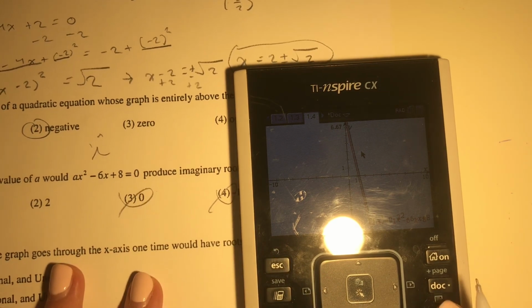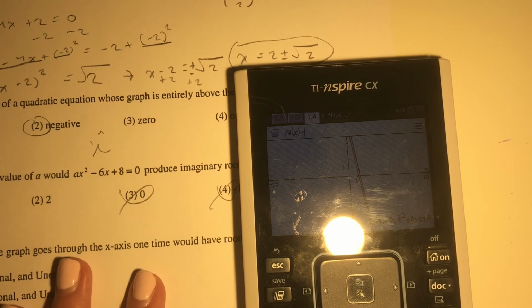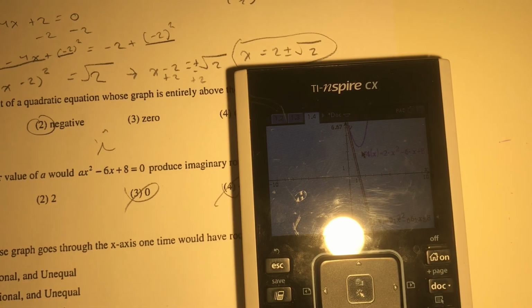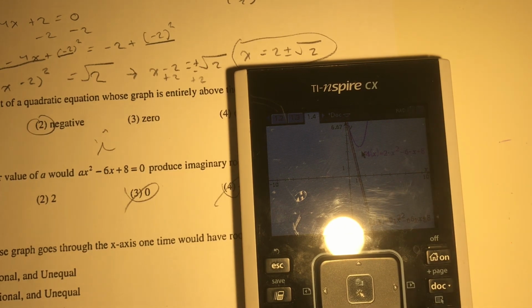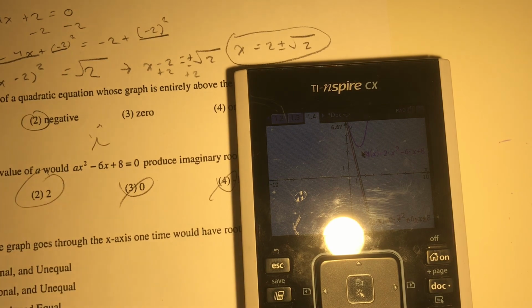And we're going to plug in, let's go menu, number 3, number 1. We're going to plug in 2x squared minus 6x plus 8. Oh, there we go. Okay. Sorry about what I was saying before. It actually will calculate it, but as we said before, if it's above the x-axis, it's going to be a negative that will produce an imaginary root. That's like what we've been repeating before. So it is going to be 2.